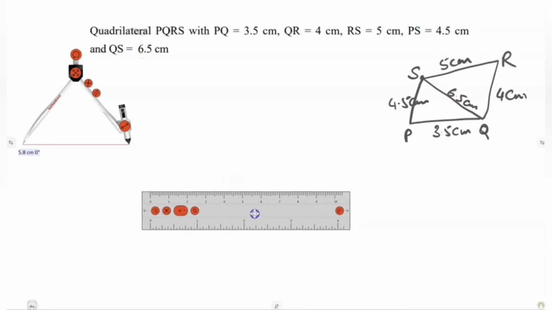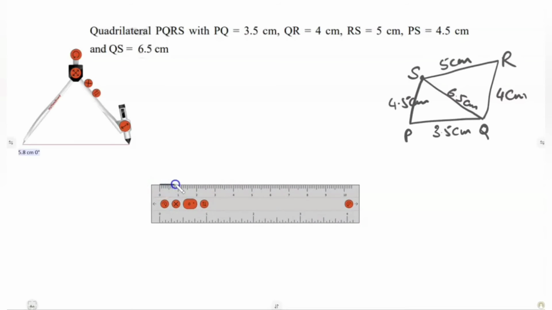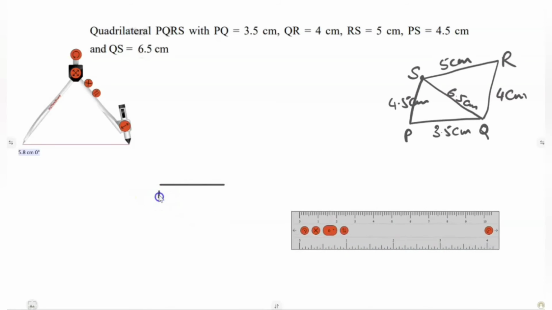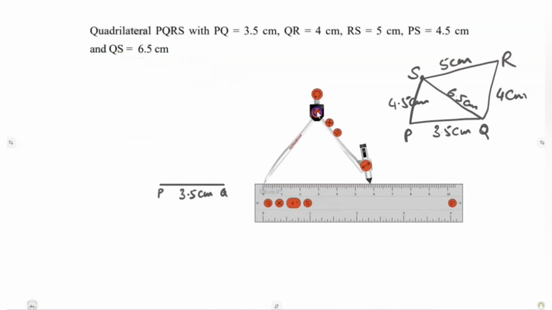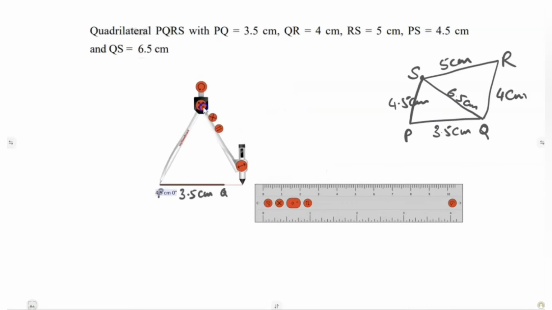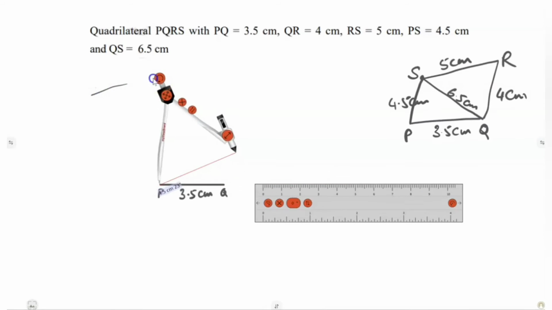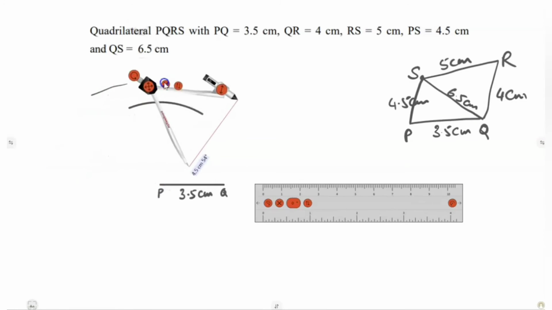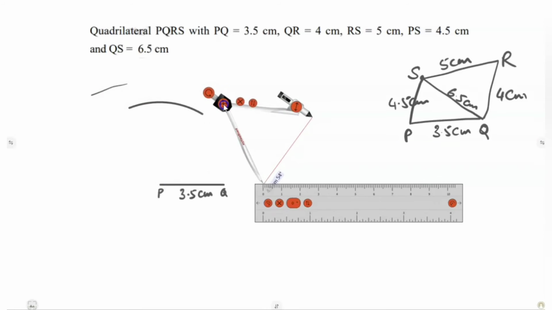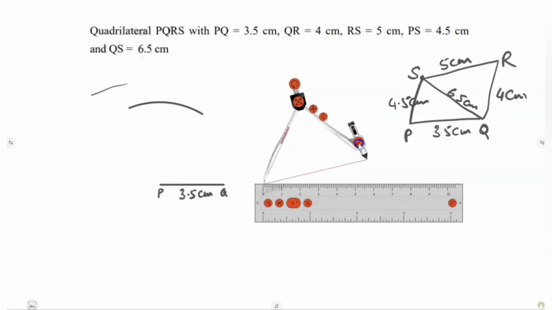Take a ruler and draw a line segment of length 3.5 centimeters, which is our base PQ. Name it as PQ and write under that 3.5 centimeters. Next, take a compass, open a radius of 4.5 centimeters, which is the distance from P to S. We are going to construct S. So we take 4.5 centimeters as radius with P as center. Draw an arc.